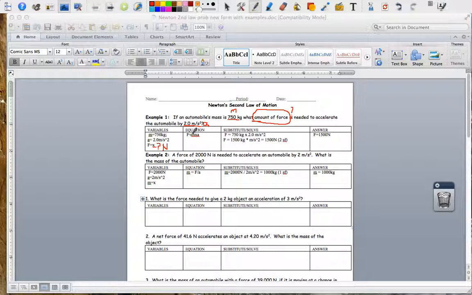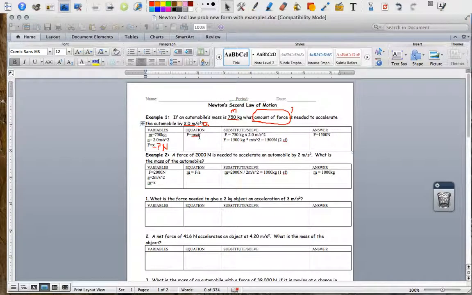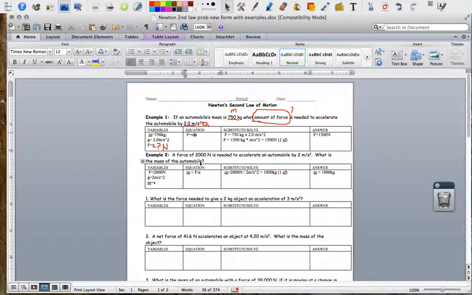So force is equal to mass times acceleration. Let's get rid of that X here as well. F equals ma. When we multiply 750 times 2.0, we end up with 1,500 kilograms times meters per second squared. Remember, this can be simplified to the unit Newton.